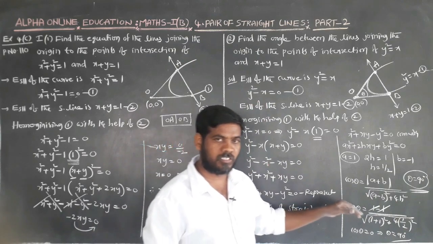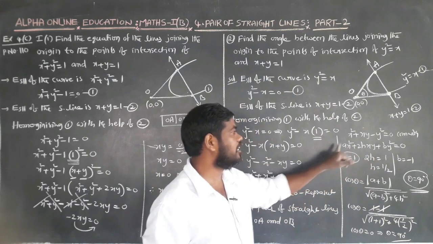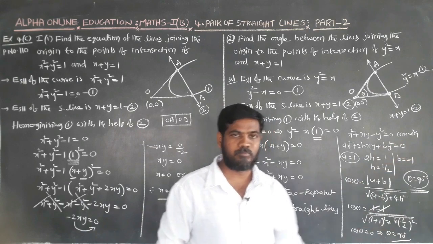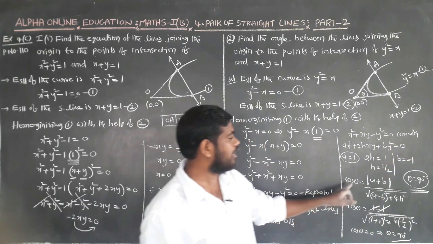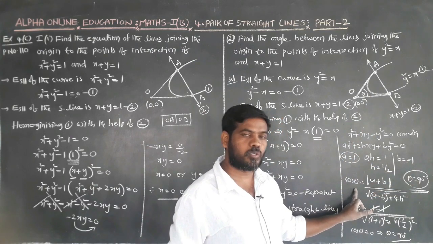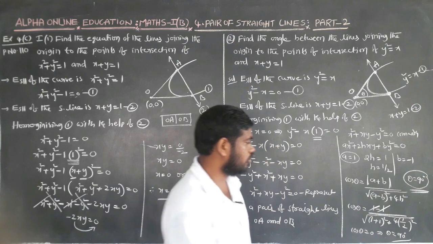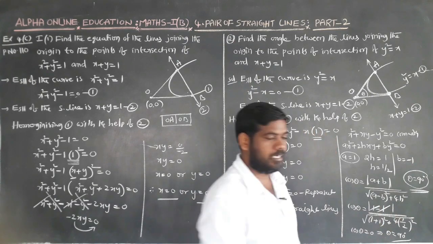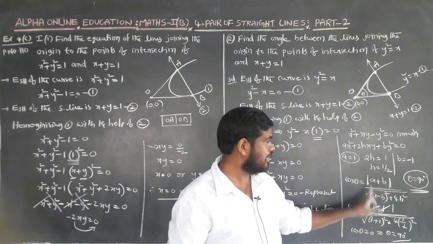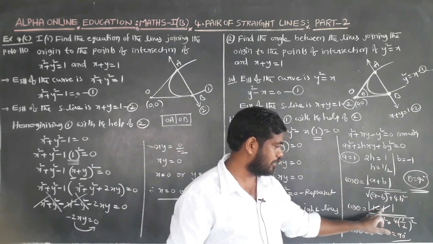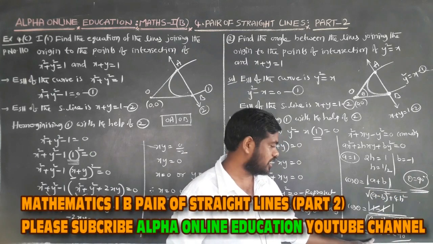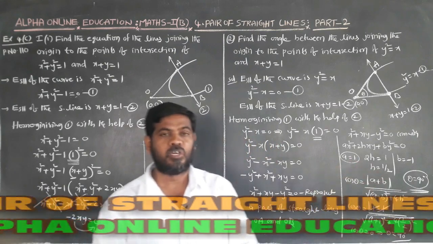To find the angle between the lines, simplify the equation, compare with ax square plus 2hxy plus by square is equal to 0, and find the values a, h, b. If theta is the angle between the two lines, then cos theta is equal to mod of a plus b by under root of (a minus b) whole square plus 4h square. Here a is equal to 1, b is equal to minus 1, plus 1 minus 1 gets cancelled, 0 by something, value 0. So cos theta equal to 0 means theta equal to 90 degrees.